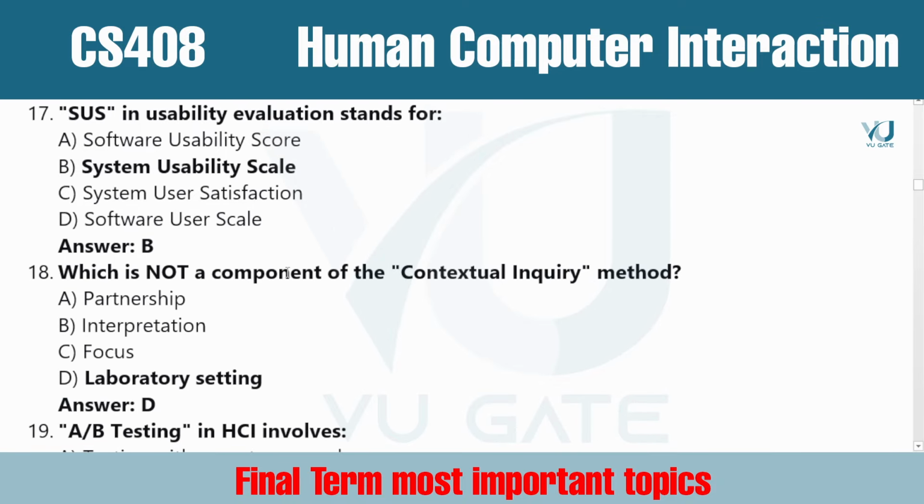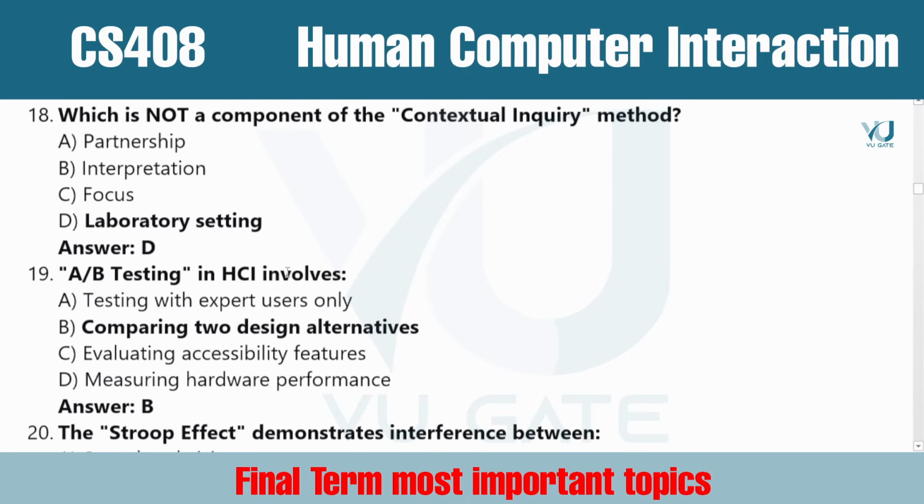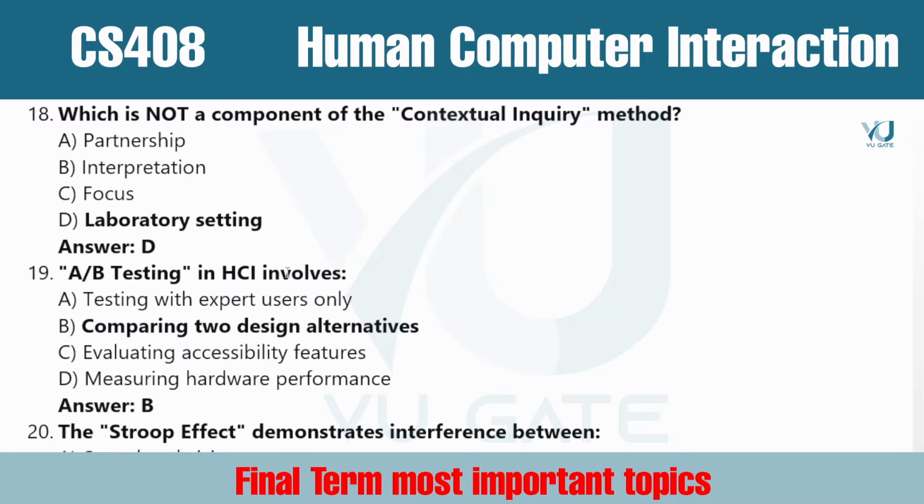Question 17. SUS in usability evaluation stands for. The correct answer is option B, system usability scale. Question 18. Which is not a component of the contextual inquiry method? The correct answer is option D, laboratory setting.